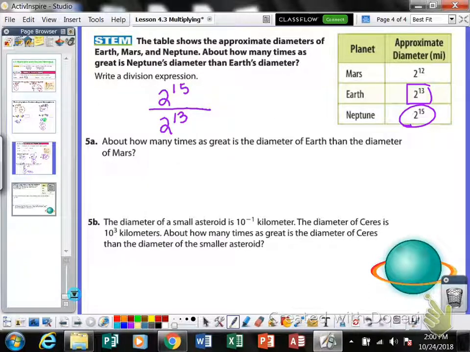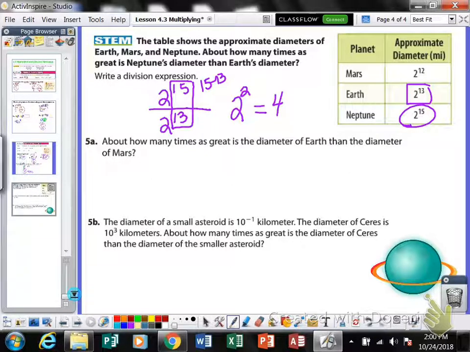Bases are the same, 2. Subtract the exponents, top minus bottom. 15 minus 13 is 2. Now, because they want to know how many times, because they want you to evaluate, you actually have to figure out what 2 to the 2nd is, which is 4.